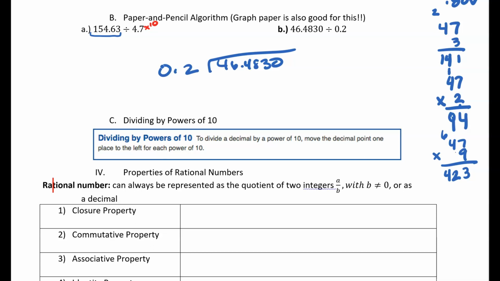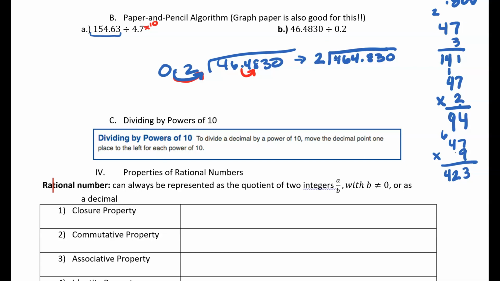And I'm going to eliminate the decimal from the divisor, and then I'm going to eliminate it here also. So I move it one spot right, and I move this one spot right. And then what that gives me is 2, because the 0 is unnecessary, goes into 464.830. Okay, and then I'm going to divide.